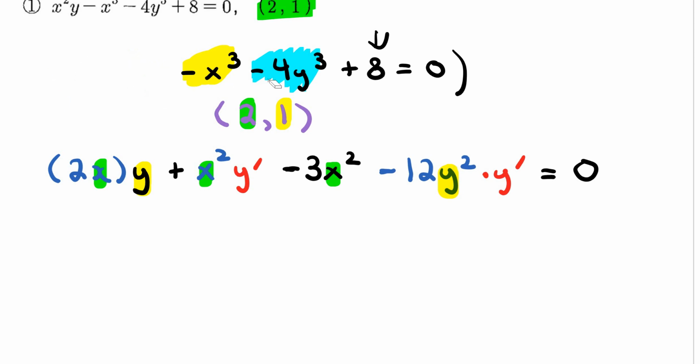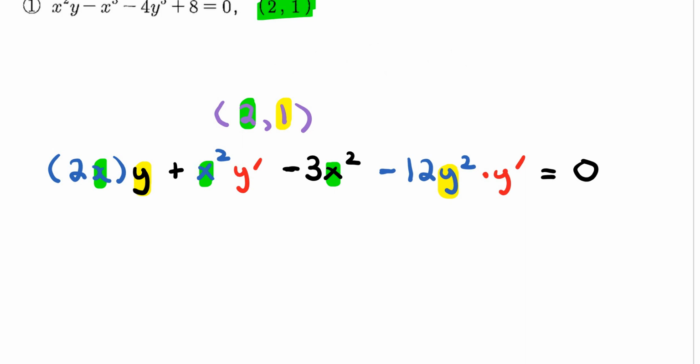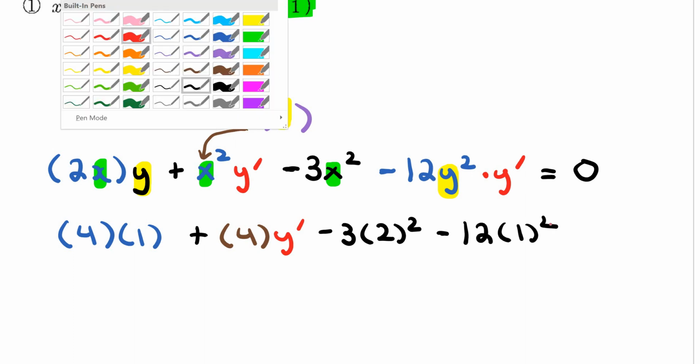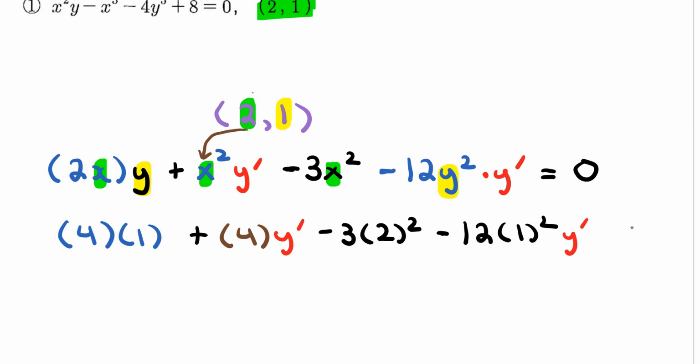And let me erase this so that the colors are a little bit more clear. All right, so if we replace all the x's with 2, let's start over here. So 2 times 2 is going to be 4. And then if I plug in the 1 over here, that's going to be 4 times 1. Great. And then plus 2 squared, which is going to be 4, and then 4 times y prime. And then we have a minus sign here, so minus 3 times 2 squared. And then minus 12 times 1 squared. And then we have a y prime over here. And then that equals 0 there.